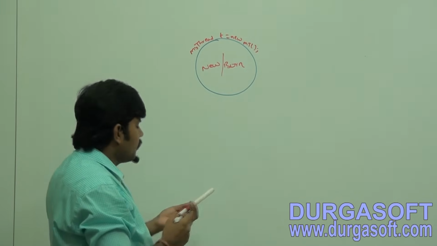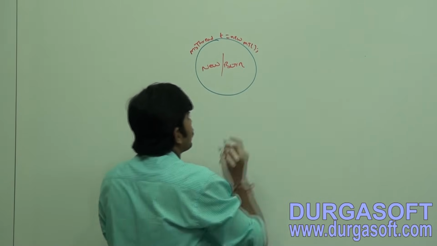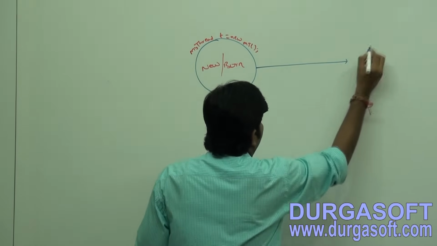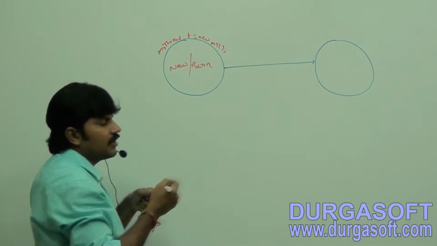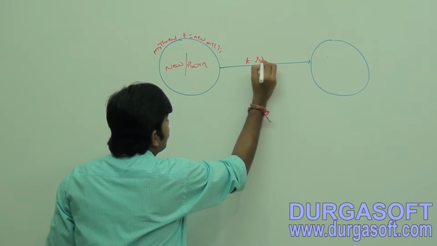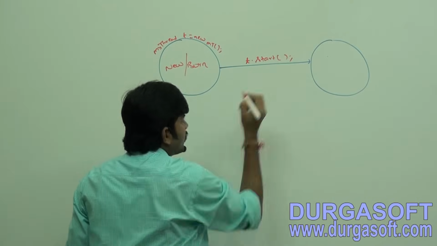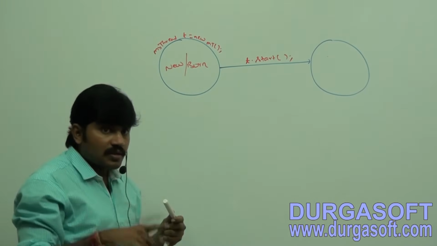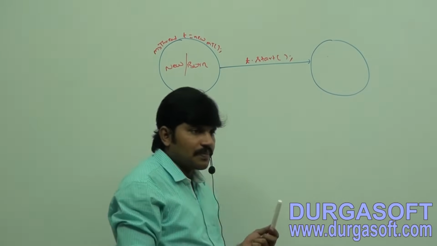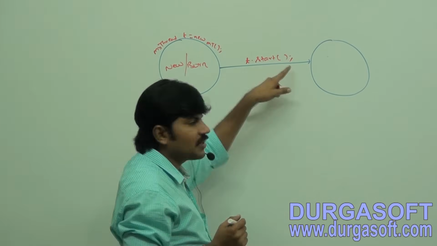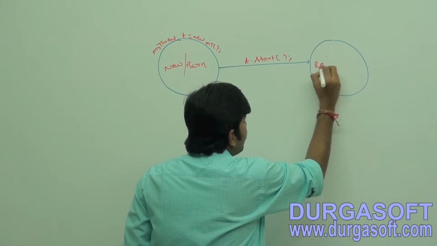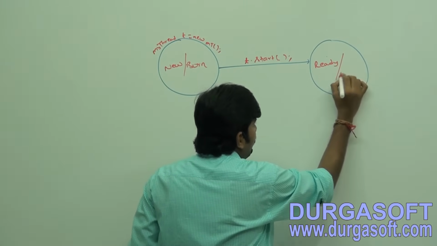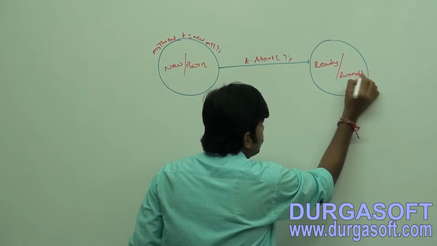Now immediately after that, after MyThread t is equal to new MyThread, we are calling t.start. Now the thread will enter into which state? Ready state or runnable state.